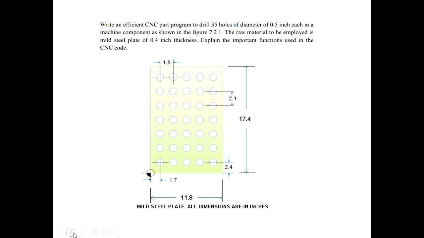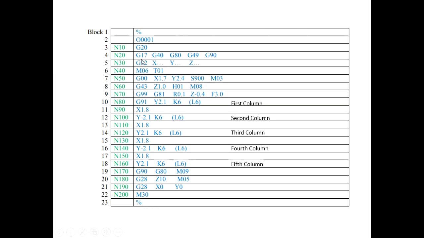Now in this program, the percentage sign at the beginning, then the program number. G20 is the entry of the dimensional unit in imperial format. You can use G70 also. G17 is your XY plane selection, G40 is your cancel cutter diameter compensation, G80 is the cancel CAN cycle, G49 is the cancel tool length offset, G90 is absolute positioning.